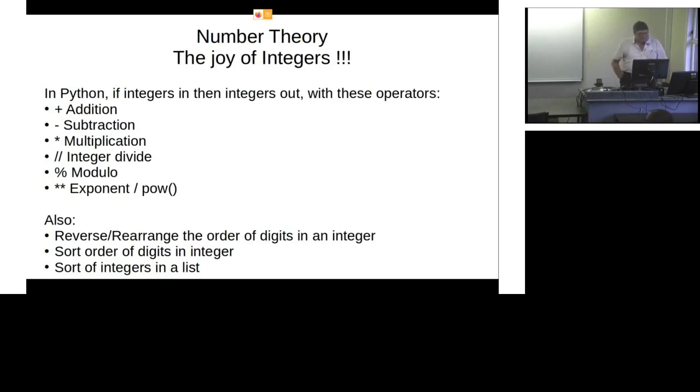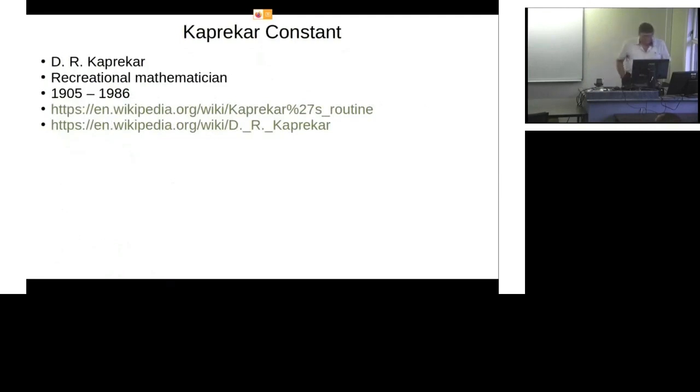I think those are the main operators that, if you feed integers into them, you'll get integers out. And there's also other things you can do with an integer, like rearrange the order of the digits, or sort or reverse sort the digits in an integer. And you can also put integers into a list and sort them. And at no point does the integer get converted into a float. So that's perhaps the beauty of it. So the little programs we look at tonight basically stay with integers. They never get into a float.